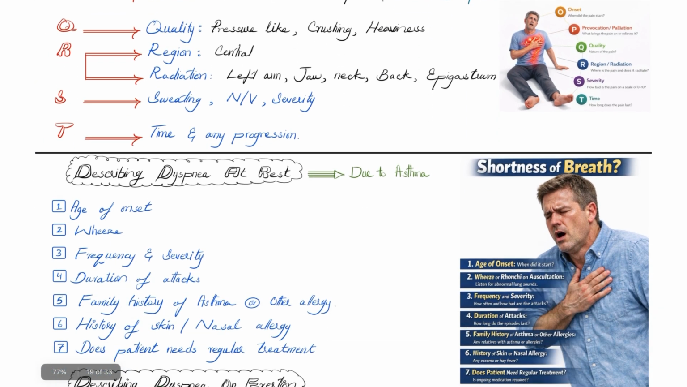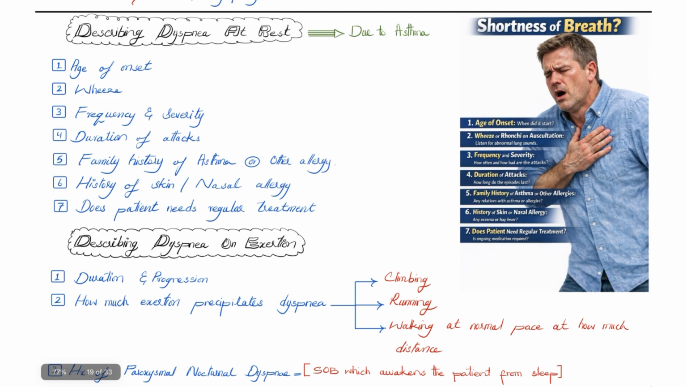Describing dyspnea means shortness of breath at rest. It can be because of asthma. So if you suspect asthma in a patient, then ask about the age of onset and any wheeze. Now the difference between wheeze and rhonchi: wheeze is audible with naked ears, and rhonchi can only be heard on auscultation.